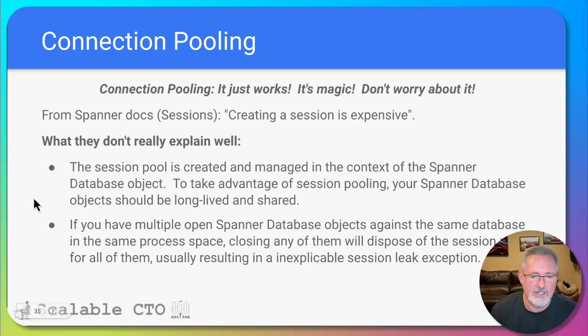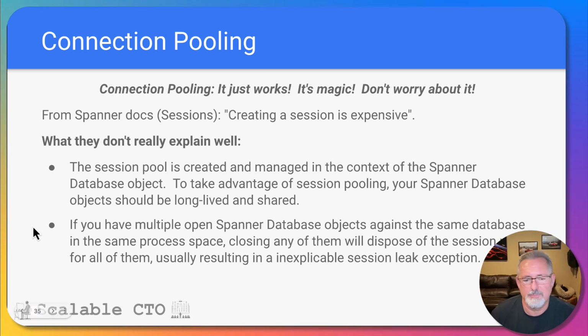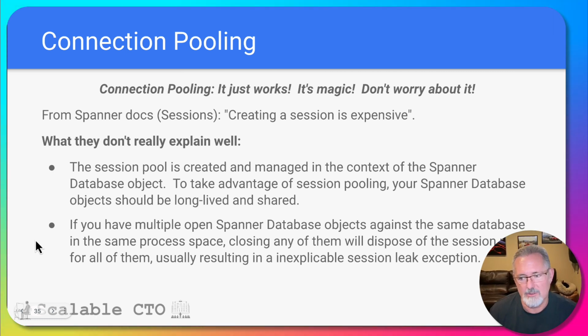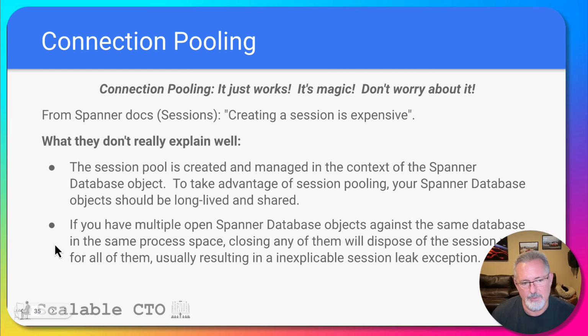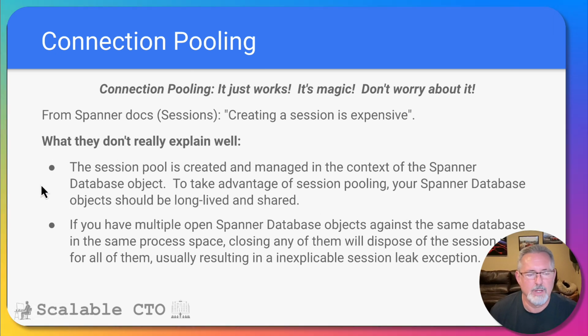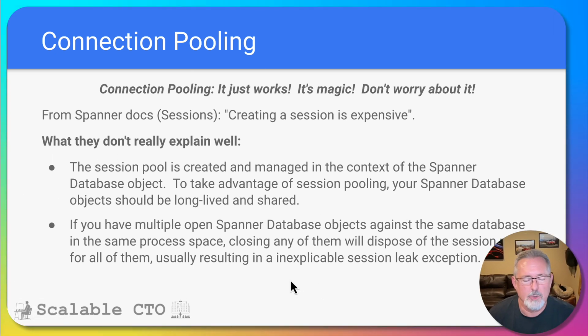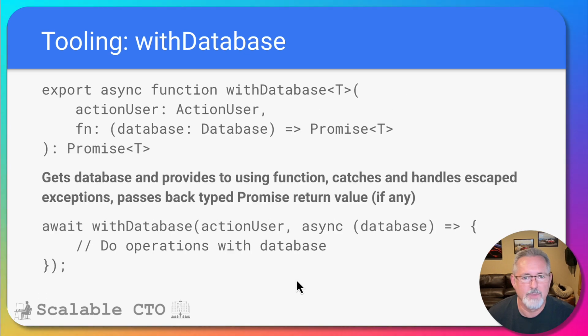The other important safety tip is, if you are sharing these Spanner database objects and you have more than one of them open against the same database in the same process space, and you close one, you will corrupt the session pool for any remaining open ones, and it'll throw a whole bunch of session leak exceptions. That was another problem that I ran into when I didn't have this implemented as a singleton. So hopefully that'll be a helpful safety tip. It'll save somebody like 8 hours of debugging if they run into this.